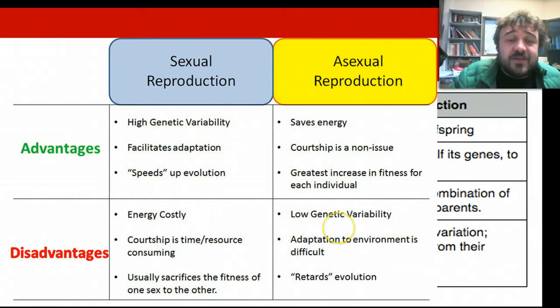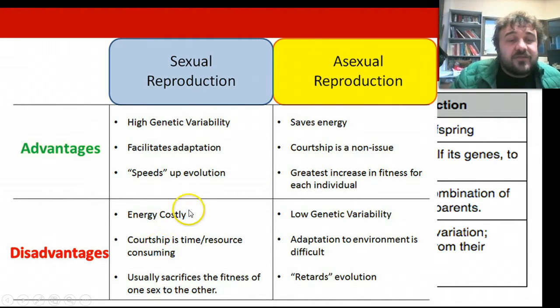There are advantages and disadvantages to both. So let's look at the advantages first. For sexual reproduction, the advantages are you get high genetic variability, it facilitates adaptation, and it speeds up evolution a little bit. On the asexual side, it saves energy, courtship is not an issue, so you don't need to impress someone to have sex with them, and it gives the greatest increase in fitness for each individual.